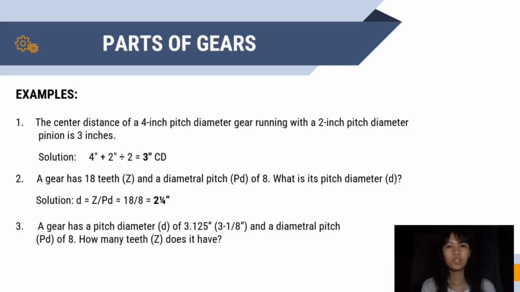A gear has a pitch diameter of 3.125 and a diametral pitch of 8. How many teeth does it have? Substituting the given measurements of the pitch diameter and diametral pitch, we get the result of 25 teeth.